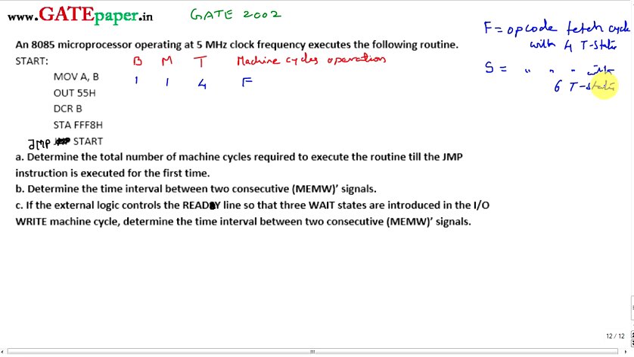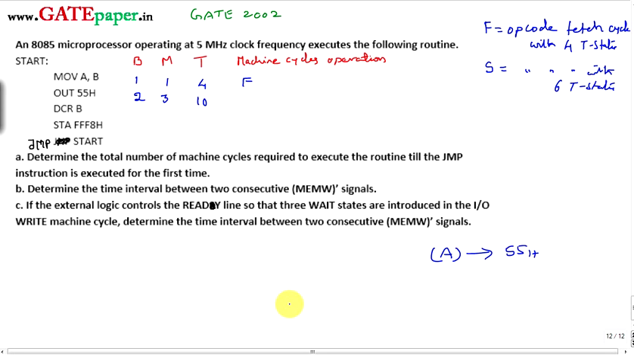And second, OUT FFH. OUT FFH is a 2 byte instruction. It takes 3 machine cycles, and the number of T states it requires is 10. So here, the meaning of OUT 55H is that this instruction copies the contents of the accumulator into port number 55H, the port addressed by the 55H address. So OUT 55H makes the contents of the accumulator be placed at the 55H port.